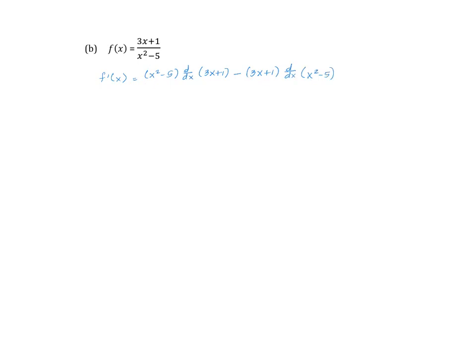So again, that's low d high, high d low. And then we take the x squared minus 5, the lower function, squared. Now it's just a matter of simplifying this and taking the derivative of those smaller pieces. I have x squared minus 5 times 3 minus 3x plus 1 times 2x over x squared minus 5 squared.